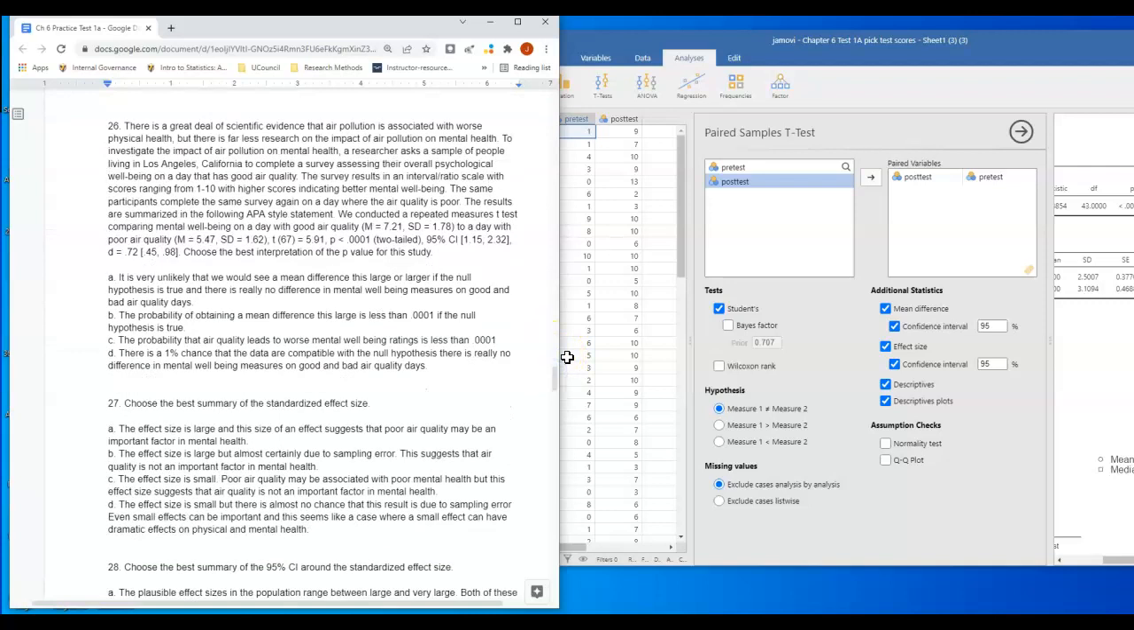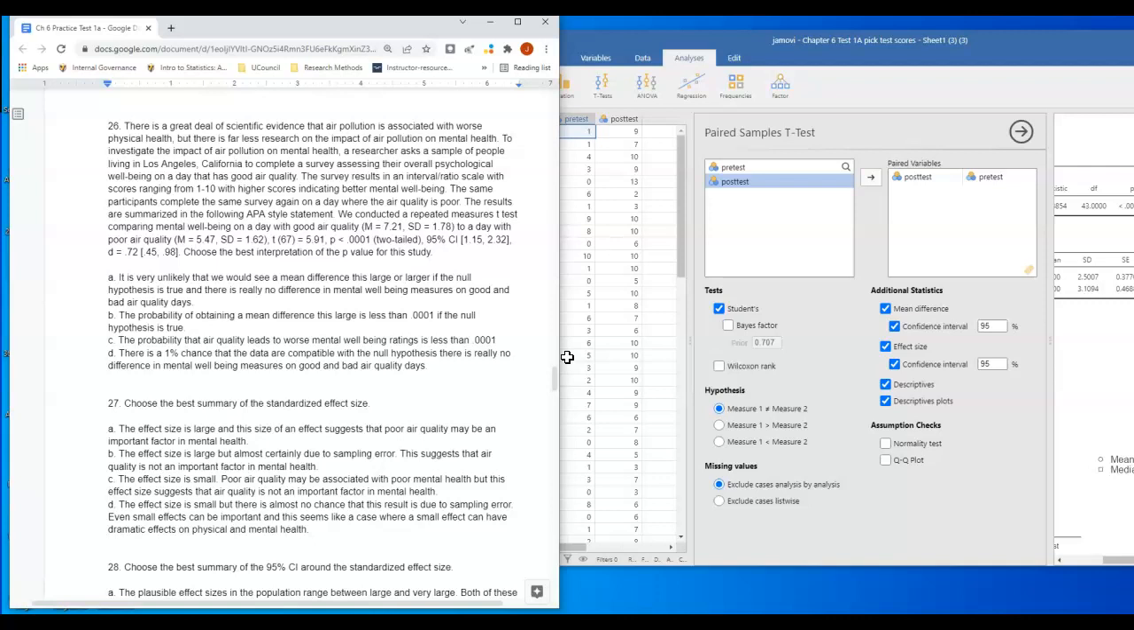There's a great deal of scientific evidence that air pollution is associated with worse physical health, but there's far less research on the impact of air pollution on mental health. To investigate the impact of air pollution on mental health, a researcher asks a sample of people living in Los Angeles, California, to complete a survey assessing their overall psychological well-being on a day that has good air quality. The results of the survey are on an interval ratio scale with scores ranging from 1 to 10, with higher scores indicating better mental well-being. The same participants complete the same survey again on a day when the air quality is poor. The results are summarized in the following APA-style statement.